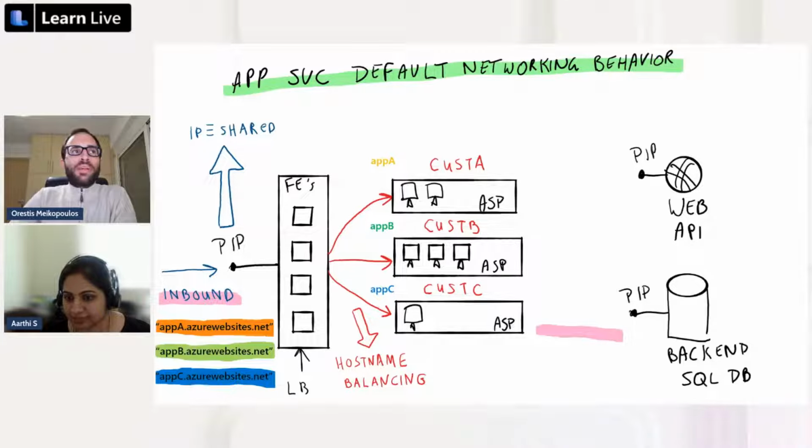Let's see an example here. Let's say, for example, that we have several applications named App A, App B, and App C, and they are deployed to the worker nodes of the app service plans you see in this slide.